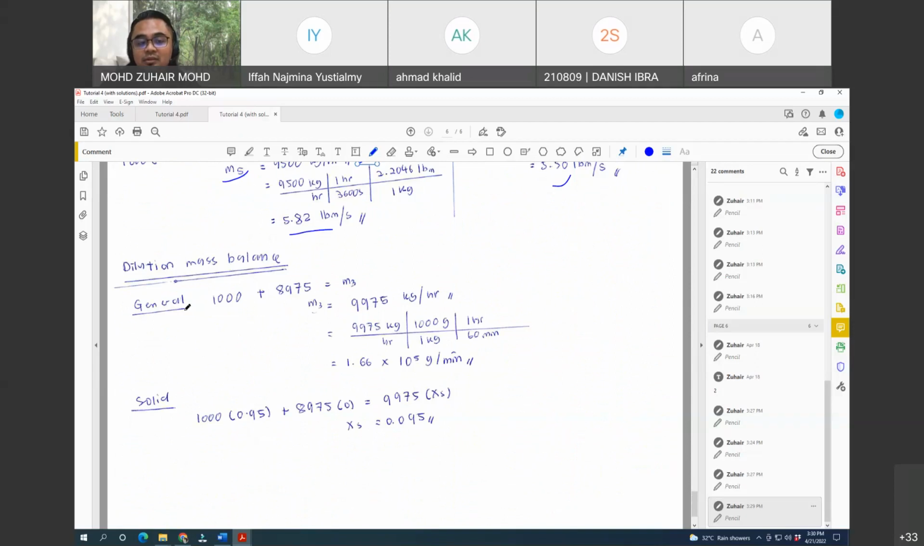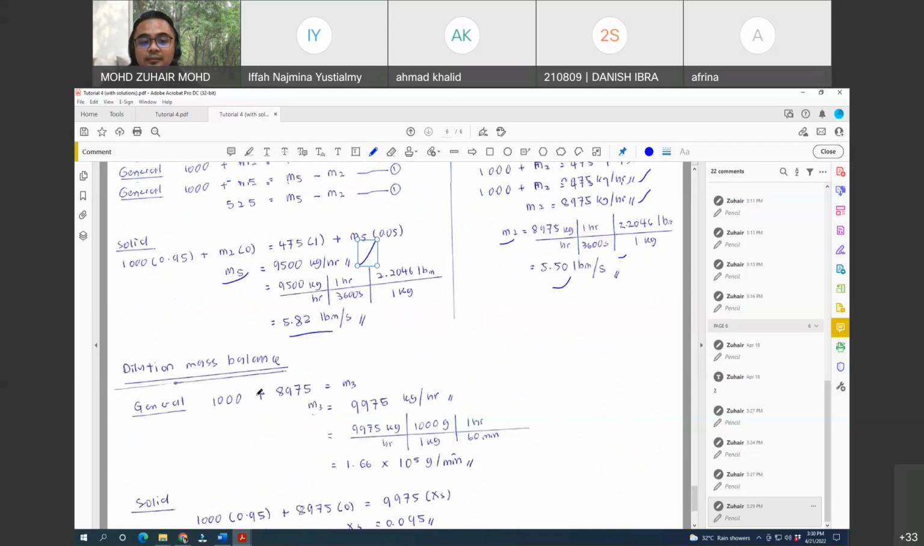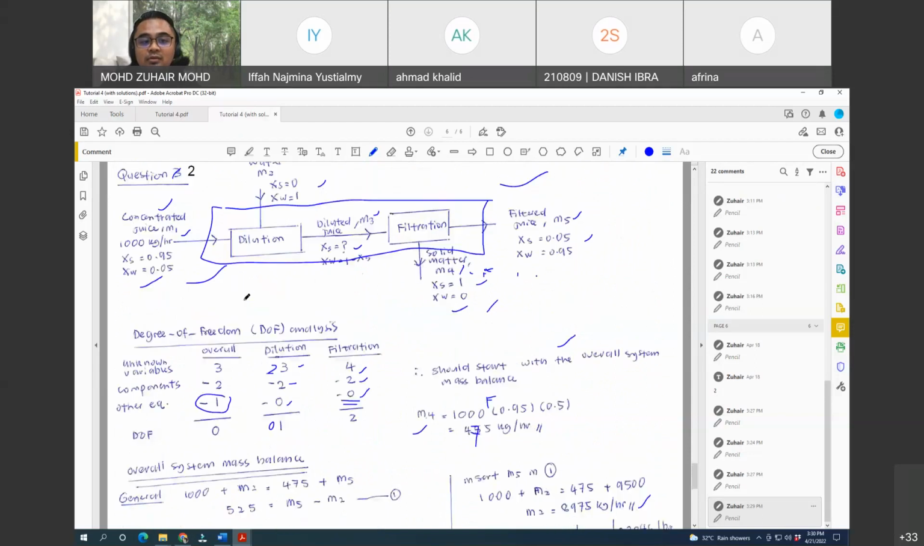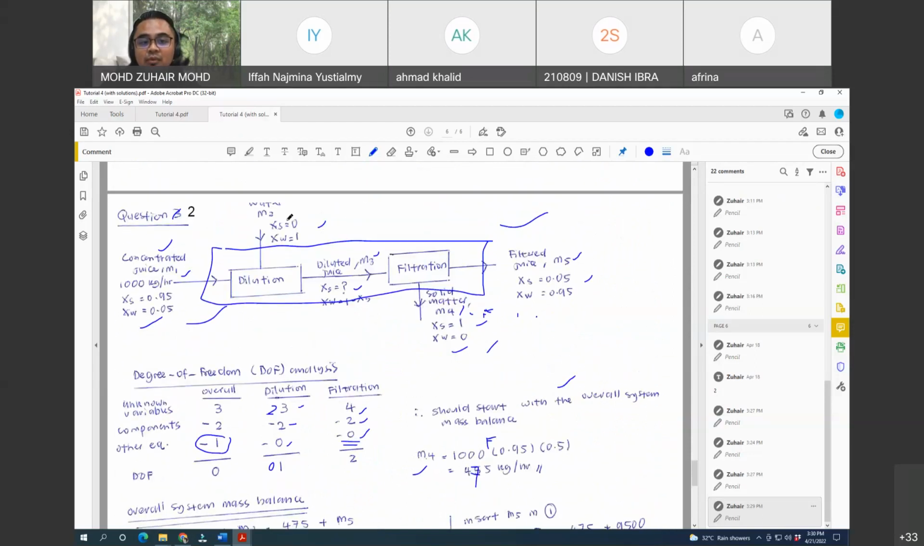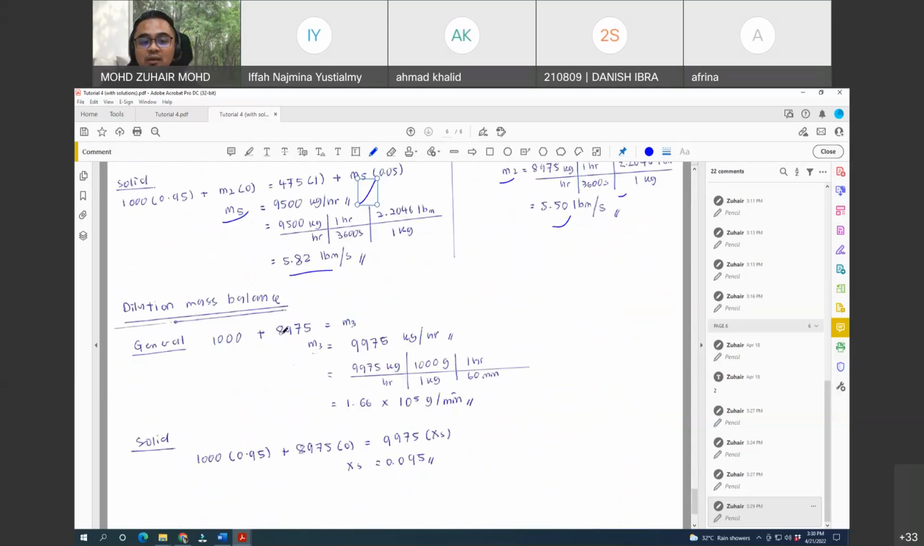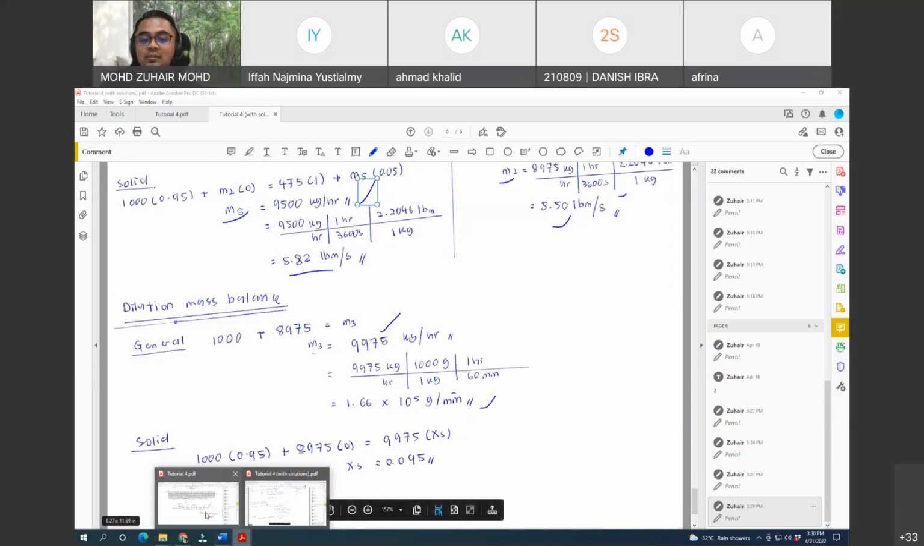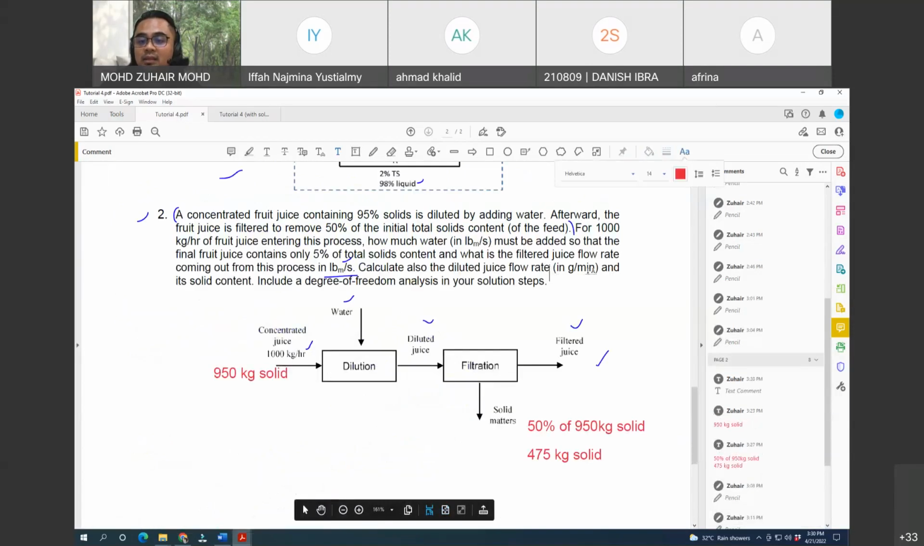So just do the general balance, we are going to get 1,000 plus, this is for the dilution. We have M1 plus M2 is equal to M3. So M3 is 9975 kg. And then this is the answer in gram per minute because the question for M3 is asked in gram per minute. Okay, this is gram per minute.